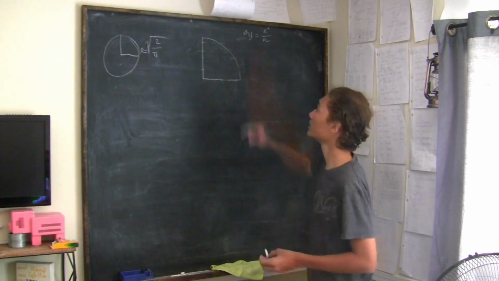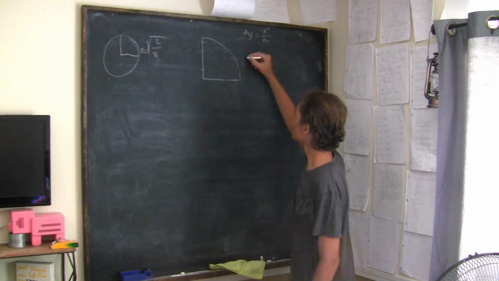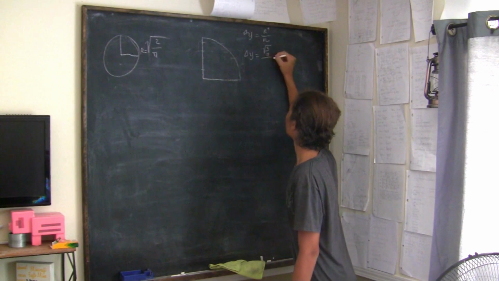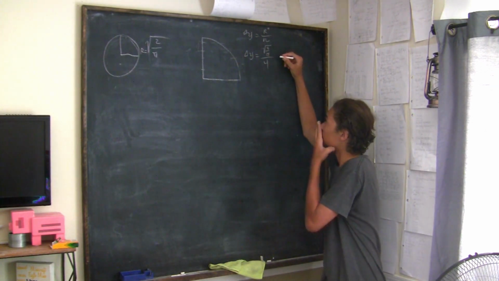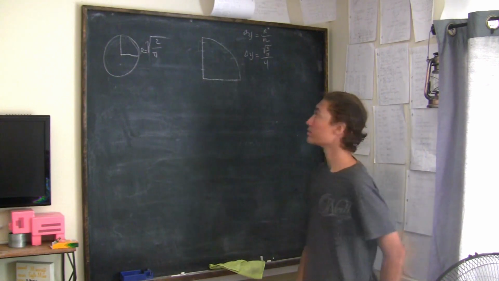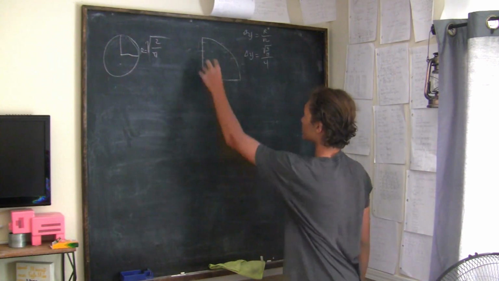But first we have to prove this. So r over 4, so delta y is equal to square root of 2 over pi over 4. And then if you multiply this by 4, you just get that. And so yes, that's the proof that this is what delta y is equal to.